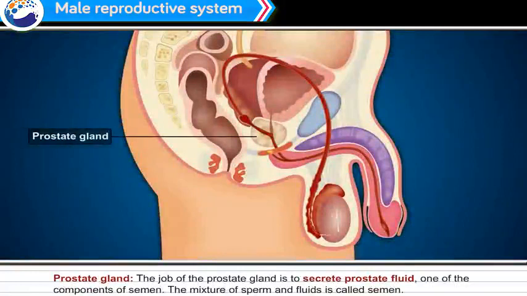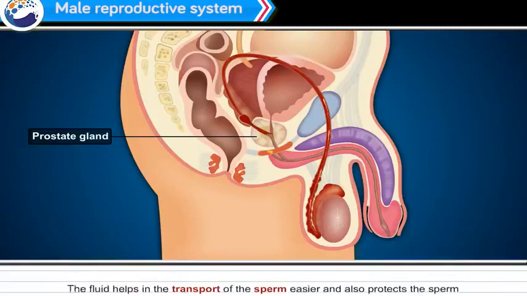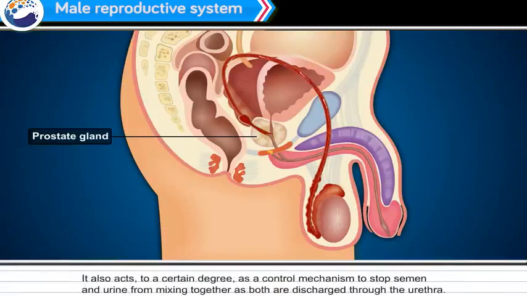B. Prostate gland. The job of the prostate gland is to secrete prostate fluid, one of the components of the semen. The mixture of sperm and fluid is called semen. The fluid helps in the transport of the sperm easier and also protects the sperm from urinary traces. It also acts to a certain degree as a control mechanism to stop semen and urine from mixing together as both are discharged through the urethra.